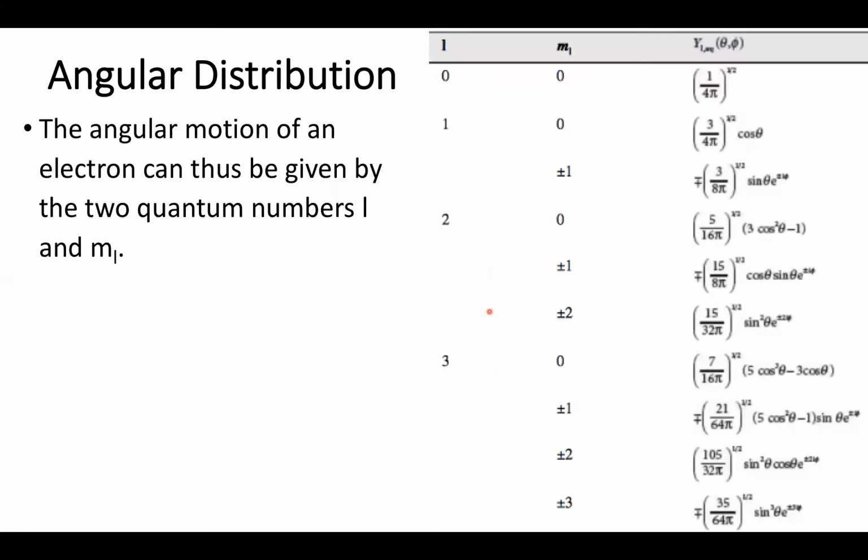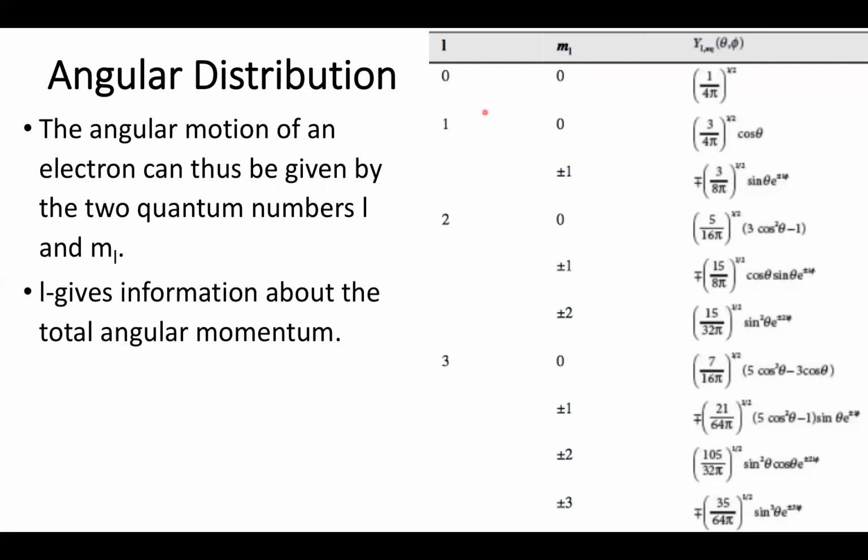So let's do just a quick review of our spherical harmonics. As a quick note, our angular distributions and the spherical harmonics are controlled by two different quantum numbers. The first one being L, which is going to give information about the total angular momentum, how fast and how directional is the movement about the nuclei. 0 means it's essentially ambling about, and we'll find an even probability distribution at all points. The faster it moves, the more localized the path is around the nuclei.